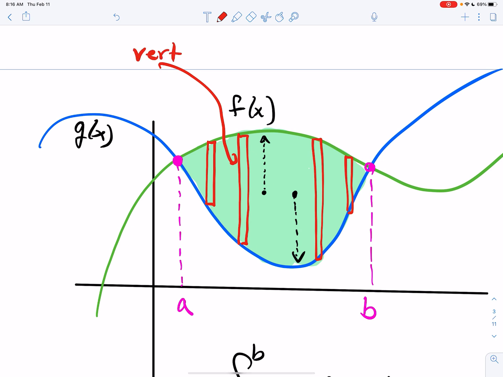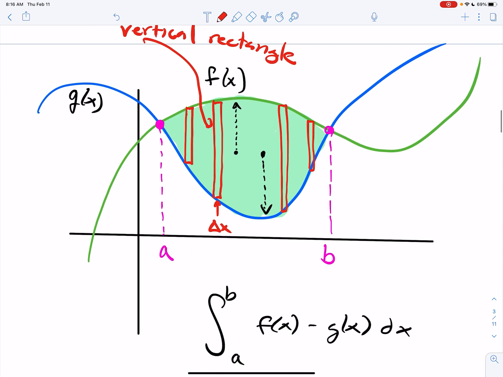Notice the orientation of this rectangle. This is a vertical rectangle, and a vertical rectangle has a width that's horizontal. We call that delta x. When we squeeze in an infinite amount of rectangles, delta x gets smaller and smaller and closer to zero. The width gets really skinny. So when you go arbitrarily close to zero, that delta x is represented by this dx right here.